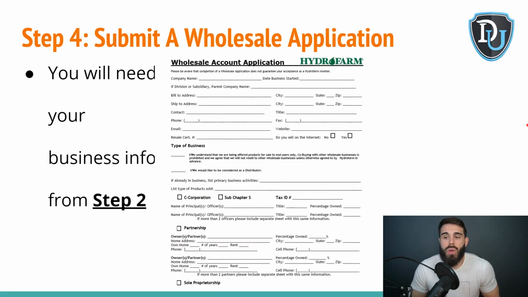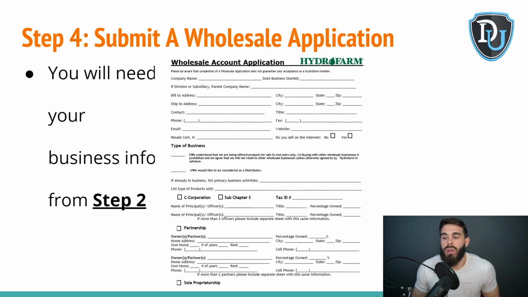Step 4, you're going to want to submit a wholesale application. Right here is a generic wholesale application. This is going to ask you what your business information is, and that's where step 2 is really important. You want to make sure that you do these steps in order, sequentially, because each one is based on the one prior. So if you don't have your business information, you're not going to be accepted by most real wholesale suppliers, because they're looking for that SS4, they're looking for tax identification numbers, they're looking to make sure that you're a legitimate reseller of their products. They don't want to be dealing with people that aren't serious about the business.